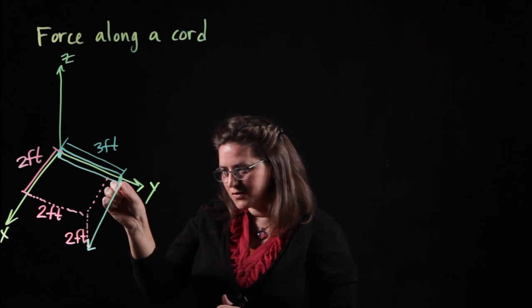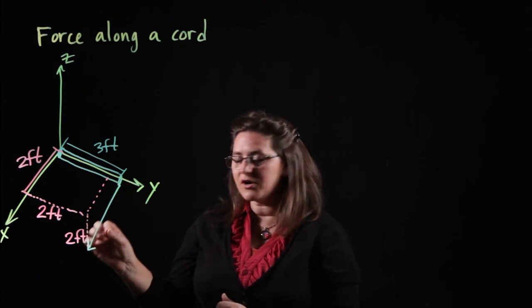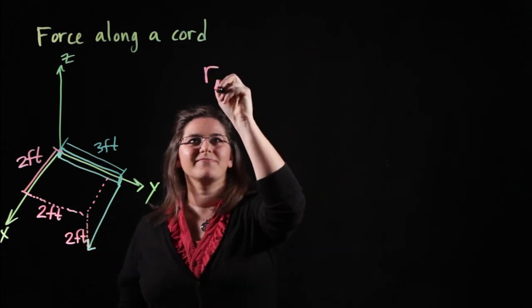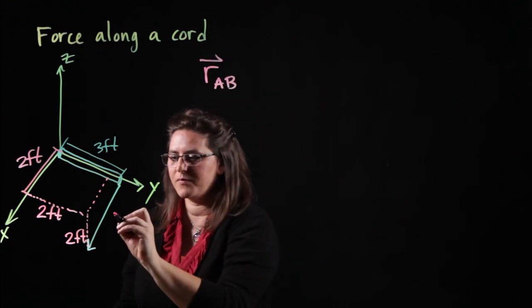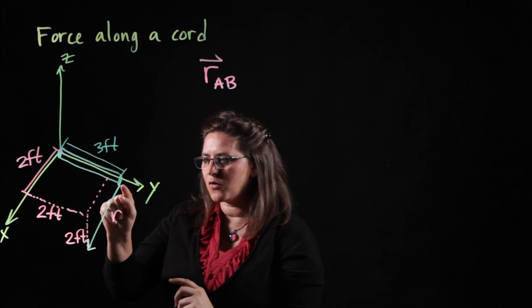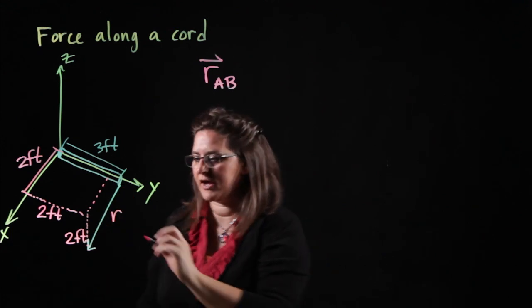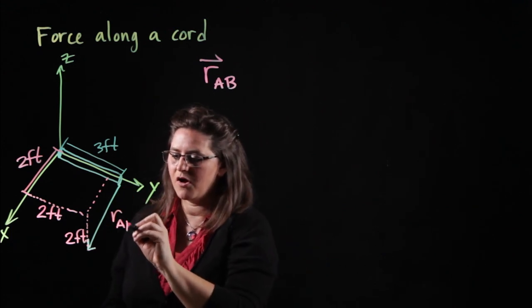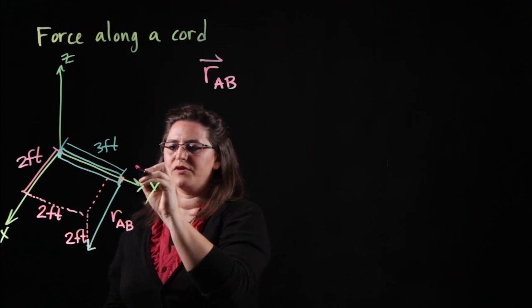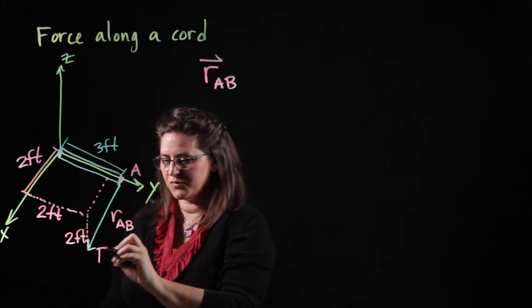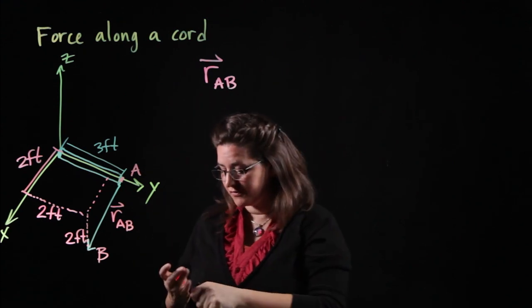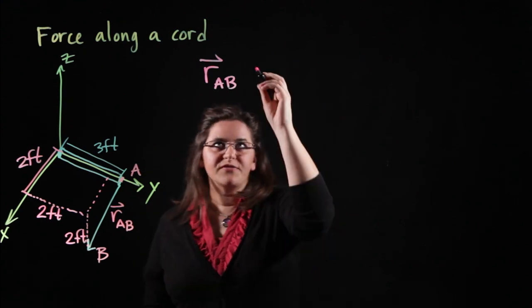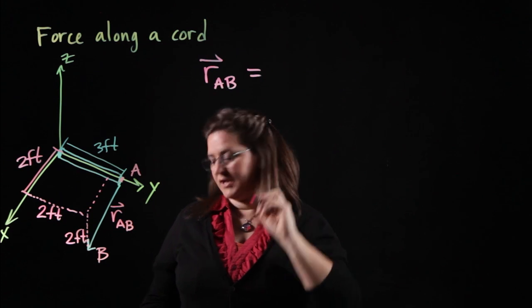So here I've got this cord or a line pulling on the rod. I'm going to draw a vector from the point where the cord starts to the point where the cord ends. I'm going to call that vector RAB because it's going to point from point A to point B. Now a vector has the arrow over the top of it. So let's figure out what each of those positions mean.